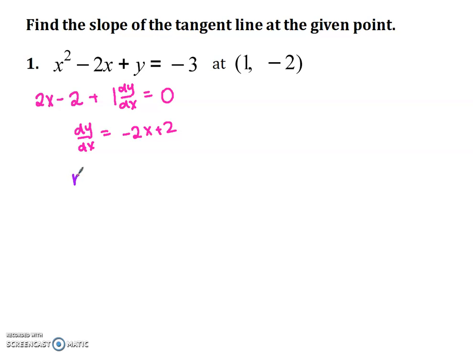Now that I found my derivative, I can just plug in 1 for the slope, and I don't even need the y value on this one. So that'll be negative 2 times 1 plus 2, which will give me negative 2 plus 2, which will give me a slope of 0. And so remember, any line with a slope of 0, that's a horizontal line.